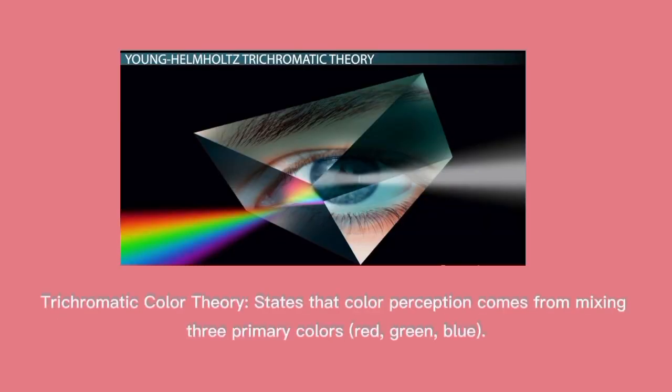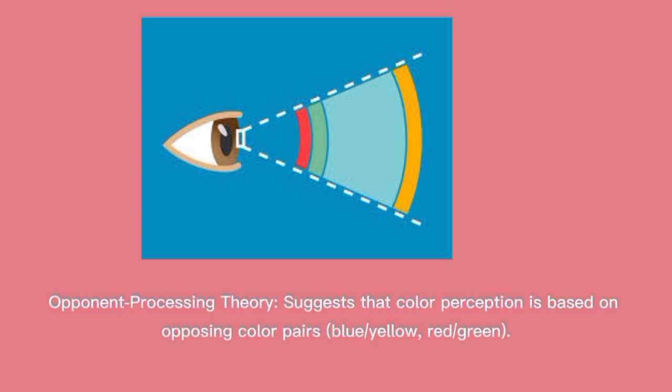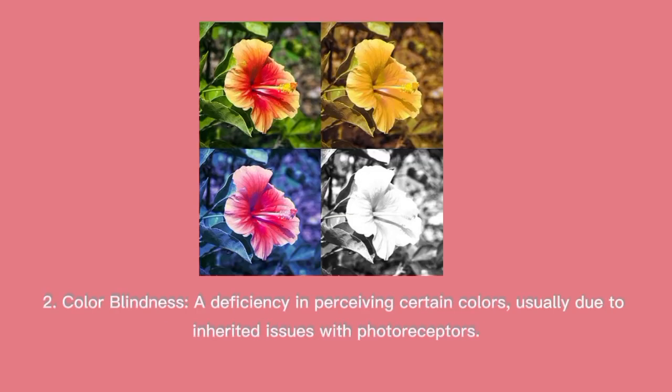Perceiving visual stimuli. 1. Perceiving color. Trichromatic color theory states that color perception comes from mixing three primary colors: red, green, blue. Opponent processing theory suggests that color perception is based on opposing color pairs: blue or yellow, red or green. 2. Color blindness. A deficiency in perceiving certain colors, usually due to inherited issues with photoreceptors.